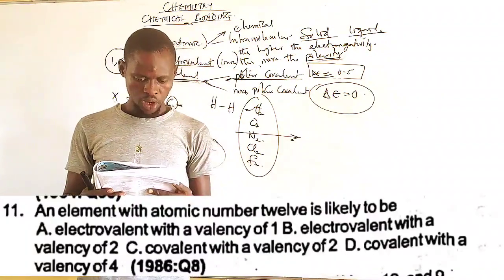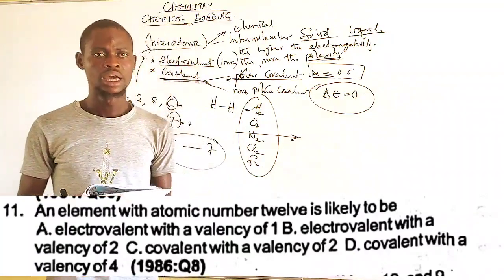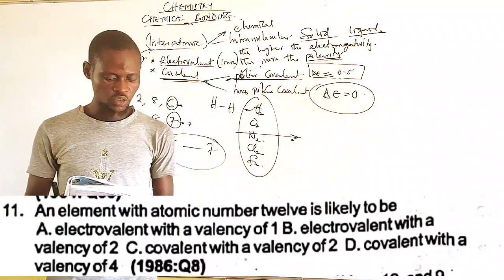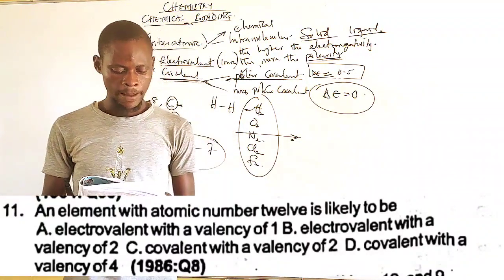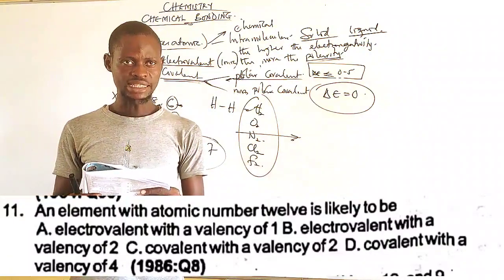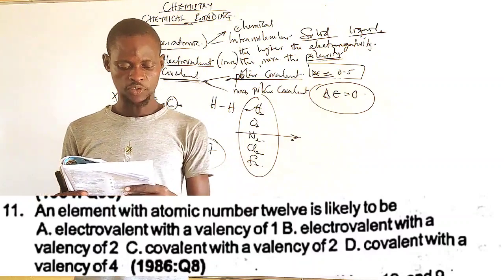An element with atomic number 12 is likely to be: A, electrovalent with a valency of 1; B, electrovalent with a valency of 2; C, covalent with a valency of 2; and D, covalent with a valency of 4.